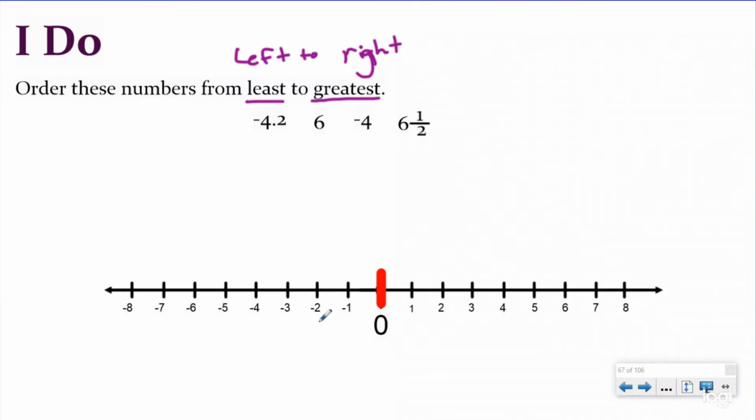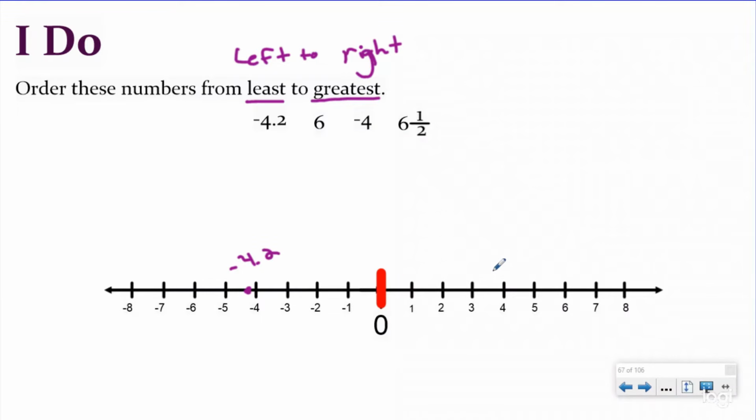So here I have 0, and I recognize that my scale for this is 1 unit. Okay, so each dash is worth 1 unit, whether it's negative or positive. So let's start with -4 and 2/10. So if I'm going to -4, I'm going to the left. That's the direction that it's telling me to move. 1, 2, 3, 4 units, and then 2/10 more. So just a little bit more. I kind of have to guesstimate where that's at. And this is where -4 and 2/10 would be.